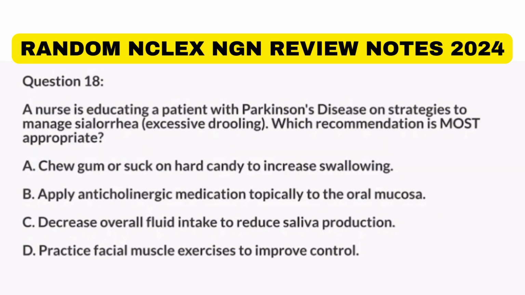Question 18. A nurse is educating a patient with Parkinson's disease on strategies to manage sialorrhea, excessive drooling. Which recommendation is most appropriate? A. Chew gum or suck on hard candy to increase swallowing. B. Apply anticholinergic medication topically to the oral mucosa. C. Decrease overall fluid intake to reduce saliva production. D. Practice facial muscle exercises to improve control.